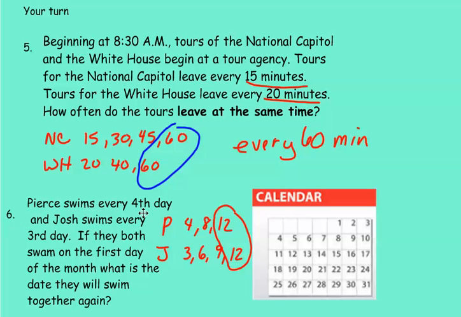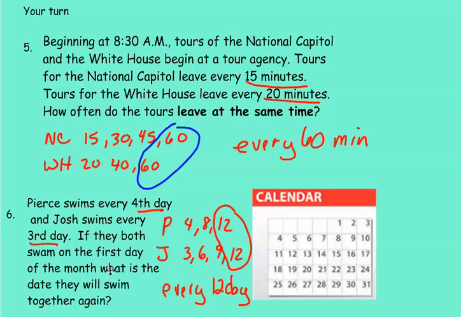Pierce swims every 4th day and Josh swims every 3rd. If they both swim on the 1st day of the month, what's the date they will swim together? So if you look, Pierce is every 4th, so he swims on the 4th, the 8th, and the 12th. Josh swims on the 3rd, the 6th, the 9th, and 12th. So every 12 days, they will swim together, okay?